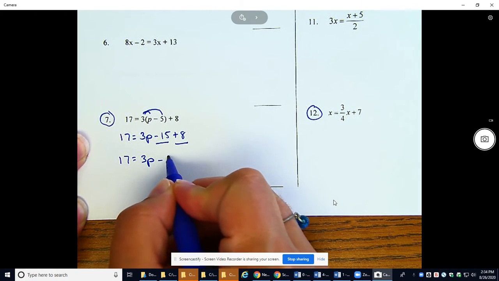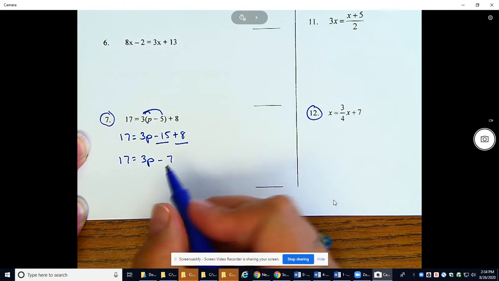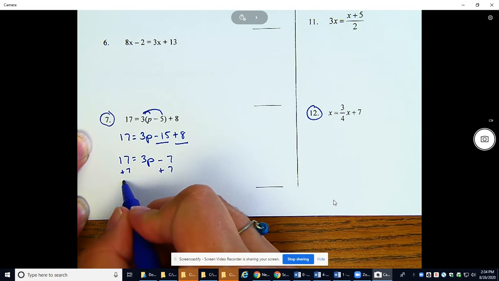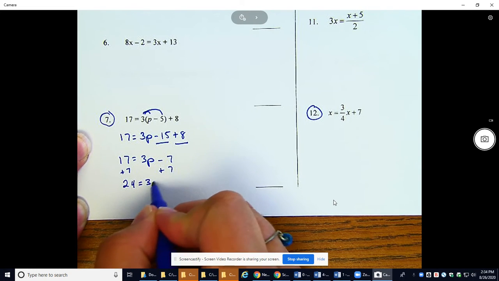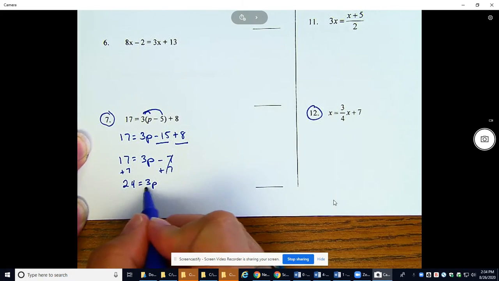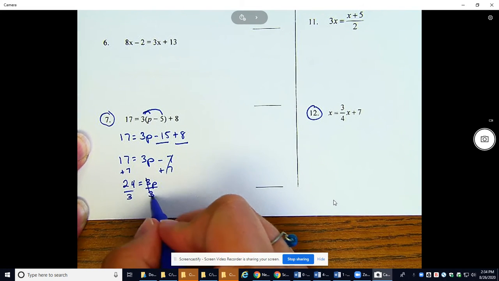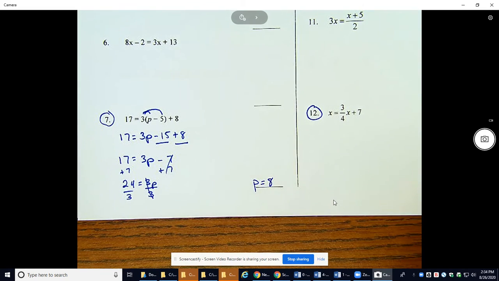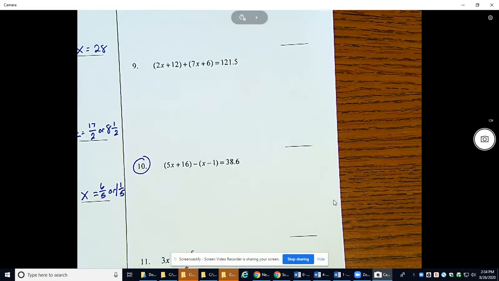minus 7. Of course, I want to start getting that p alone, so I'm going to add 7 on both sides. 24 equals 3p. Those cancel. Divide by 3 on both sides to get p completely isolated, and you get that p is equal to 8. All right, the next question is number 10.